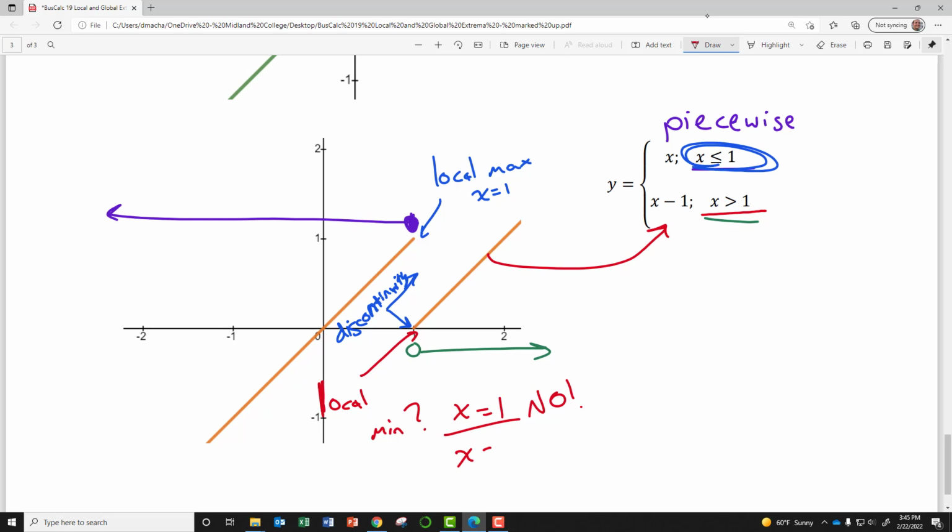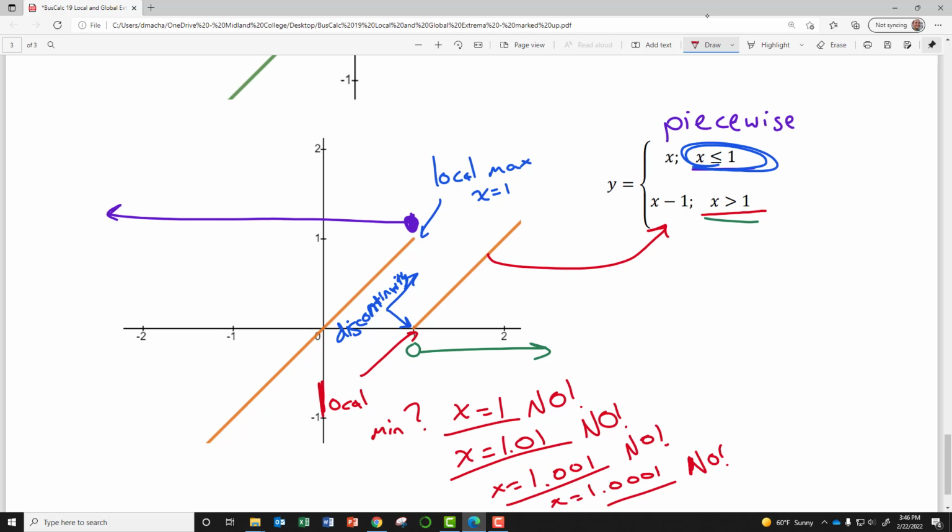What if you told me that this was at x equals 1.01? Well, I would tell you no again, because the point at x equals 1.001 has actually a smaller value of the function. And so that is also not the minimum, because what about x equals 1.0001? Well, no again, because I can always move a little bit to the left and find a lower value of my function. And so there is actually no local minimum here. Even though it appears that there might be a local minimum, you have to look closely at where the piece of the function actually applies.